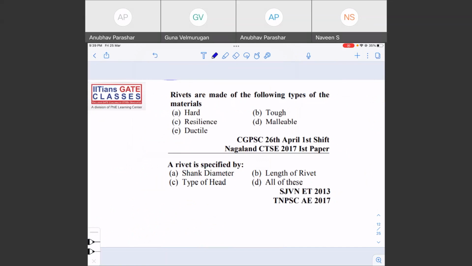Rivets are made up of which of the following materials? This is a very general conceptual question. You should know these properties very properly. What do I mean by hard? What is resilient? What is ductile? What is tough? What is malleable? These properties should be very, very clear to all of you.